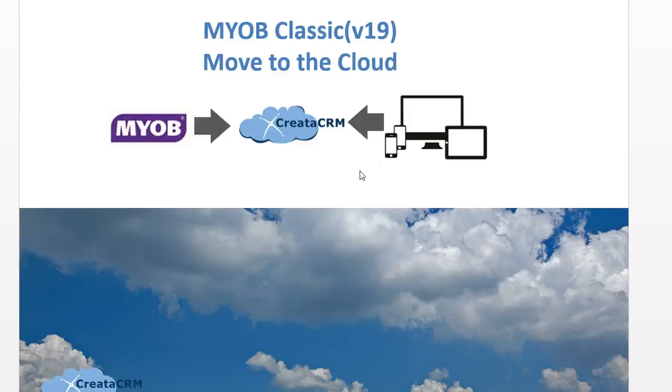Hi, this is Reese from Creatacrm, and today I'm going to be showing you the MYOB Classic, which is version 19, and how we can sync it into the Creatacrm cloud. That is where we can grab your MYOB Premium or Enterprise or the version 19 that you have, and periodically copy the data every hour, every day, or whatever you want, and mirror it back into the cloud so anyone can access the MYOB data in real time.